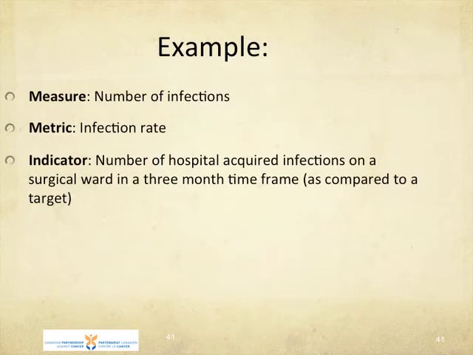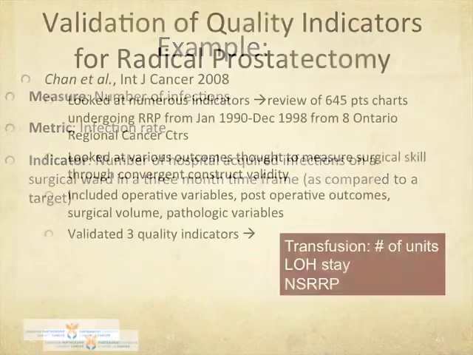So an example would be the number of infections, and that would be your infection rate. And then you get feedback as to what kind of infection rates you're having in the hospital over a certain time period, and comparing that to other centers across the country. And this would allow you to adapt your methods based on that.